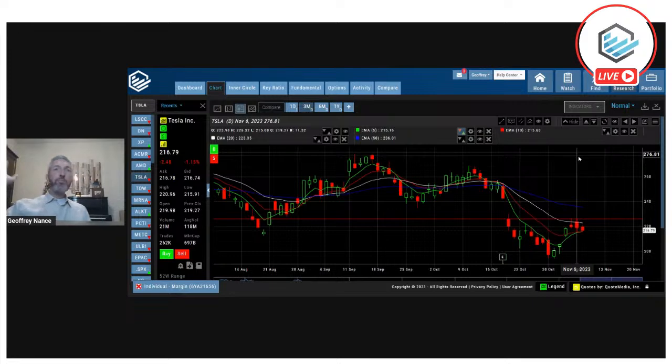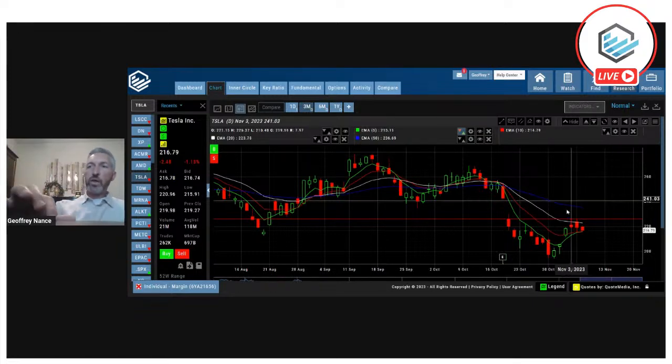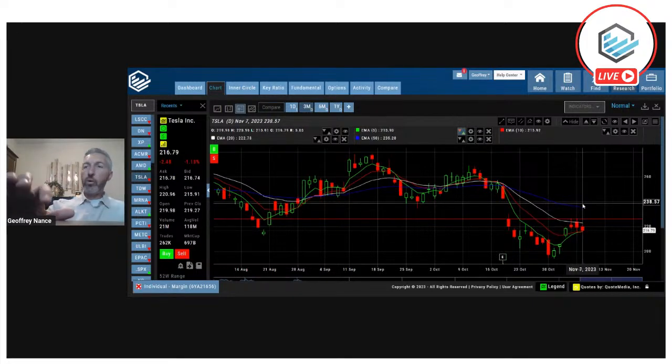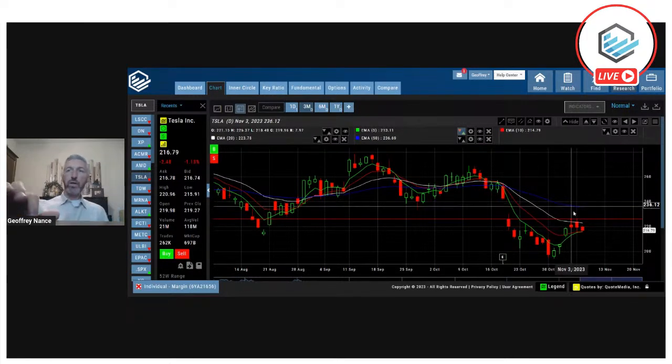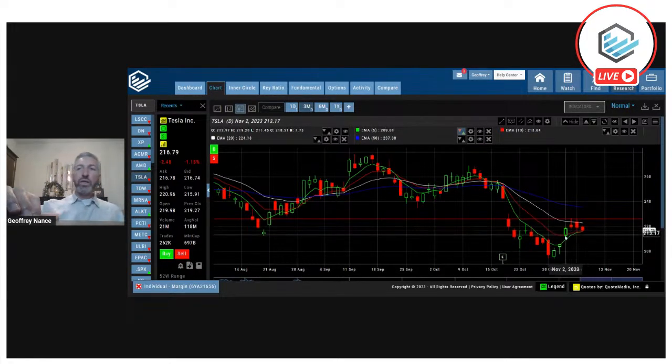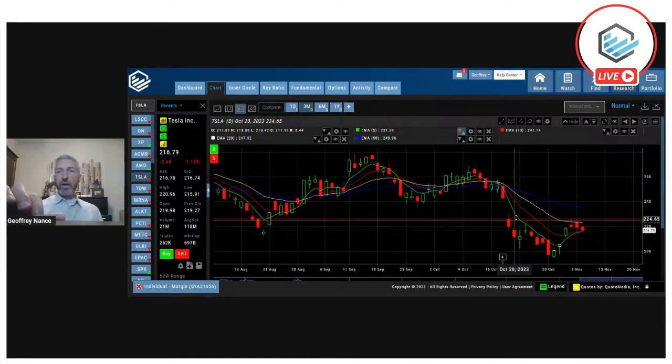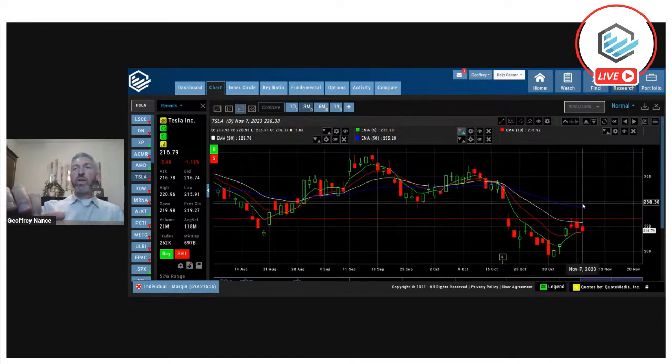Now, would it be impossible for Tesla to go from 200 to 270? No, it is not impossible. But what you have to understand is if you think that's going to happen, there are multiple hurdles that Tesla is going to have to get over before it gets anywhere close to 270. First off would be the EMAs on top, because they're going to act as resistance and push this thing back down. Then you've got gap lines, more EMAs, then some horizontal price points.